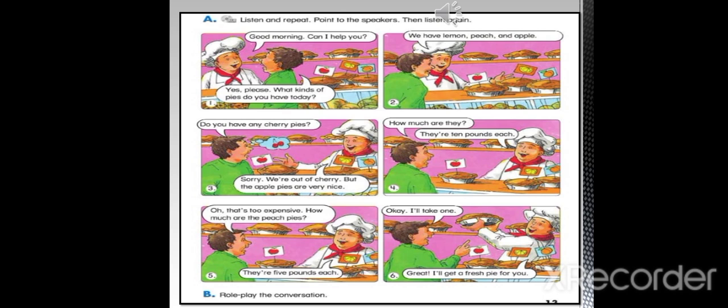Oh, that's too expensive. Too plus an adjective means very. Very, very expensive. How much are the peach pies? They're 5 pounds each.